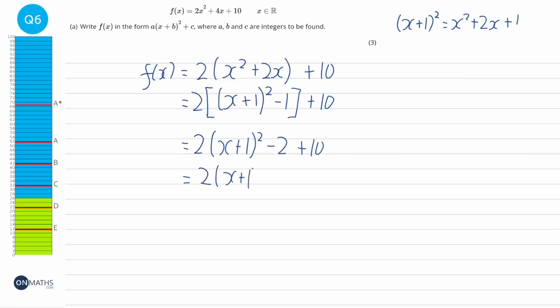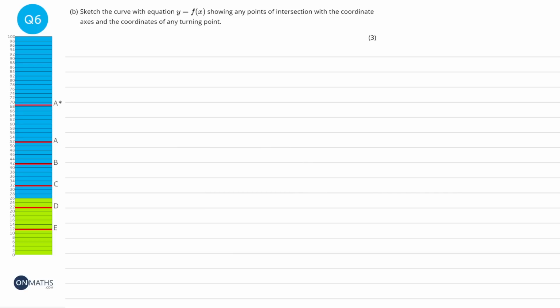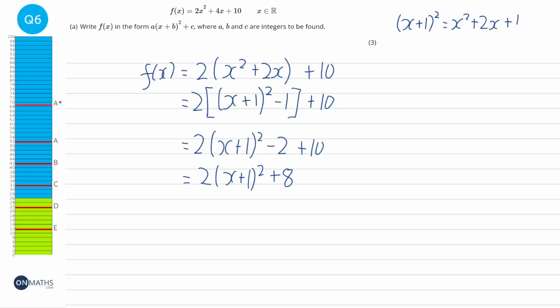And that will just leave us with the first bit, and then minus 2 plus 10, which would be plus 8. For part B, we kind of need to understand our answer to part A. So for our answer to part A, each of the parts of this bit here means something when it comes to the graph. So talking about the minimum or maximum point of the quadratic, well, the quadratic is going to be positive, so we know that it's going to be a U shape. So we're talking about the minimum point.